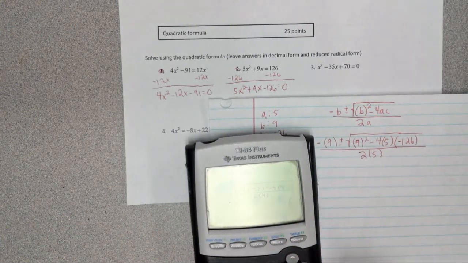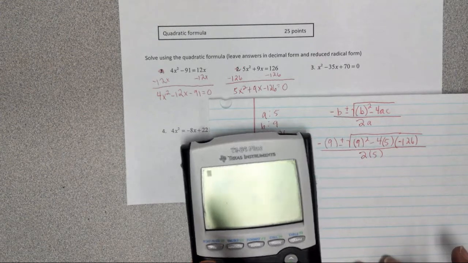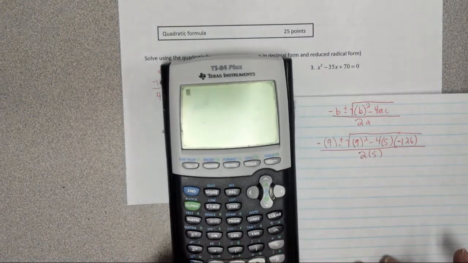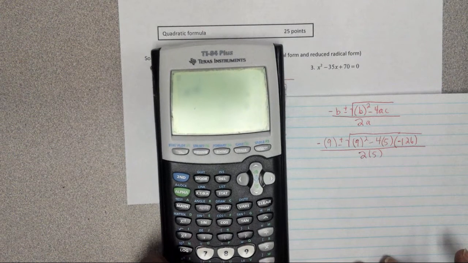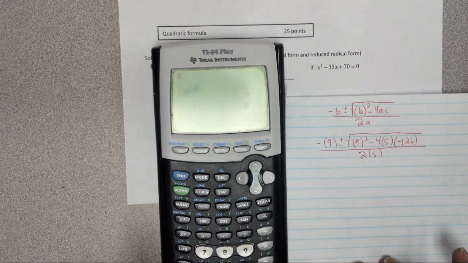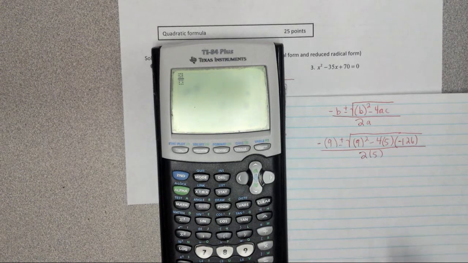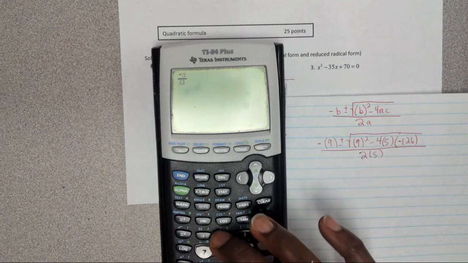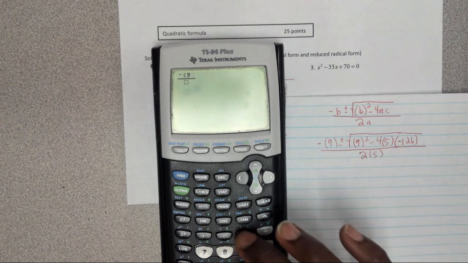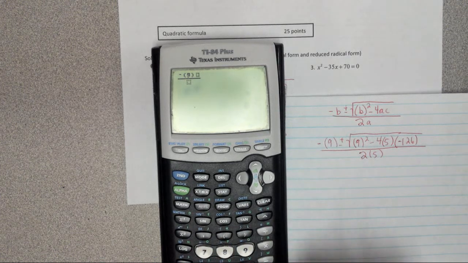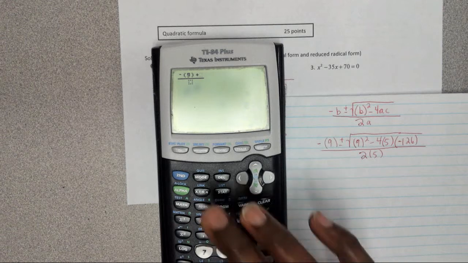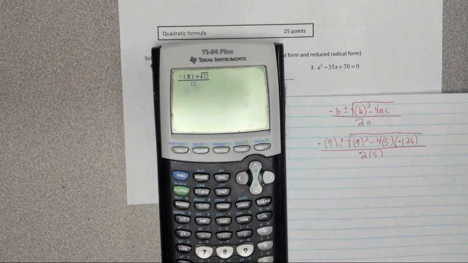I clear out what I had before. Again, remember, the best way to do this so that your calculator does most of the work is to get a numerator and denominator. So I'm going to say alpha y equals, enter. And in the top, I'm having negative, not minus, open parentheses, 9, close parentheses, plus, my square root is second, x squared.